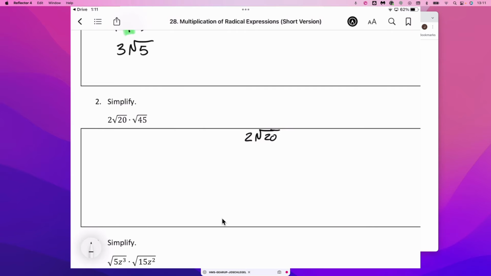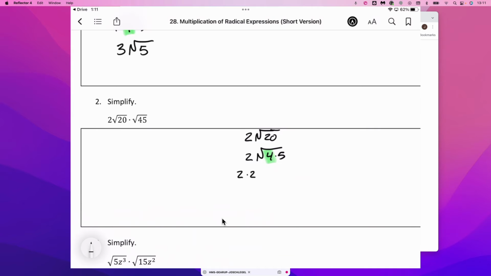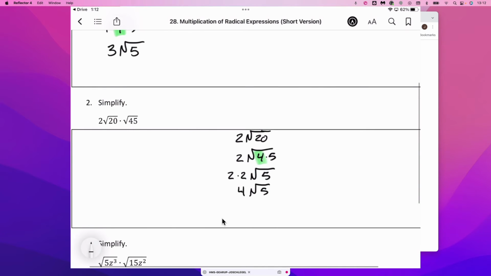Square root of 20 has 4 as a factor, so that's going to be 2 times the square root of 4 times 5. Square root of 4 is going to be 2. So that's going to be 2 times 2 with the square root of 5 inside. So 4 square root of 5. And then the square root of 45 is going to be just like it was earlier, square root of 9 times 5, which is going to give me, square root of 9 is going to be 3. 3 square root of 5.